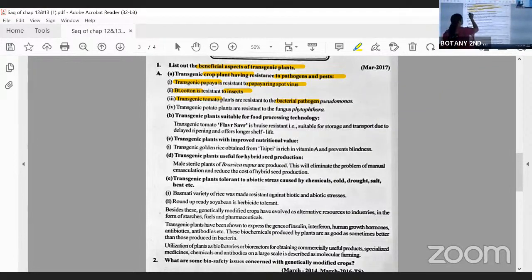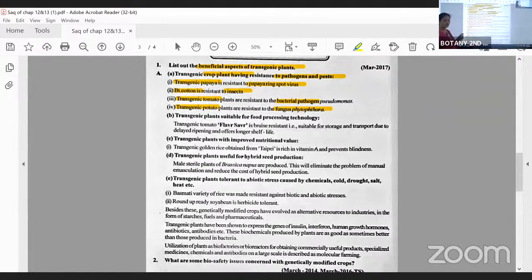And the transgenic potato is resistant to the fungal Phytophthora. If you don't remember the fungal name, don't worry. Just write transgenic potato is resistant to a type of fungi. That's also sufficient. So you can score at least 3 to 3.5 marks even without those examples. If those examples are written, then you can get full marks. If not, 3 to 3.5 marks you will get.